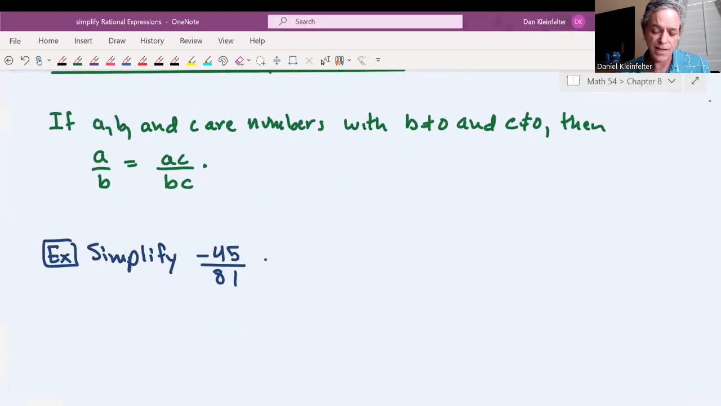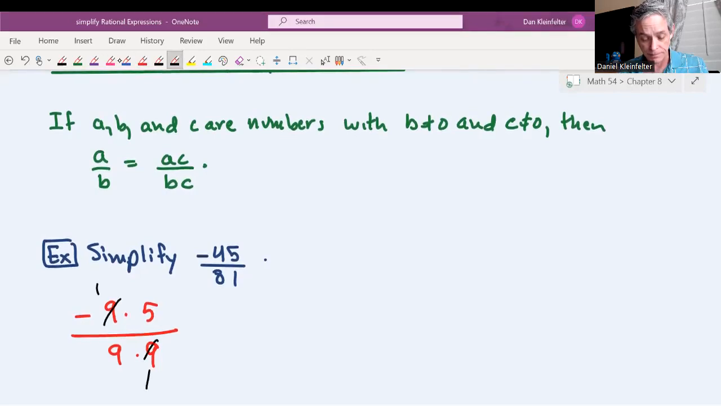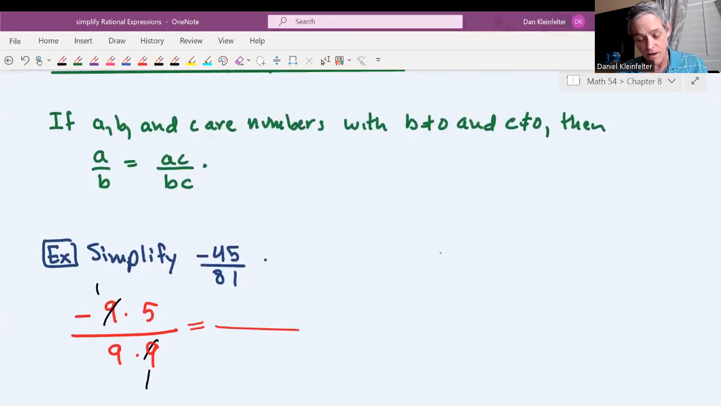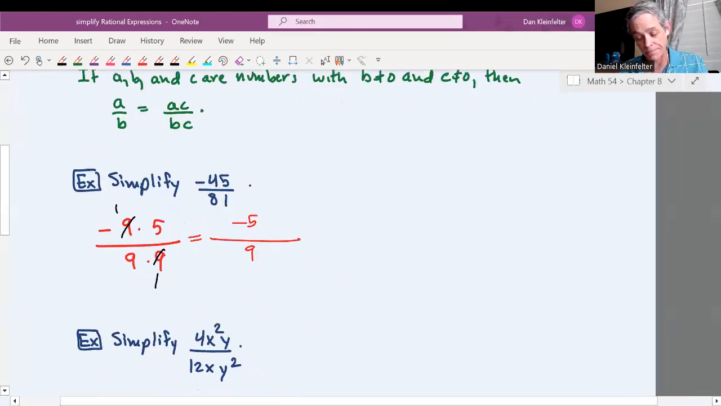We're going to try it right here on this -45/81. 45 is 9 times 5. 81 is 9 times 9. We can divide the numerator and denominator by 9. And then that will simplify our fraction. We'll have -1 times 5 is -5. And then 9 times 1 is 9. So we just get -5/9. We divided the numerator and denominator of our fraction by 9.